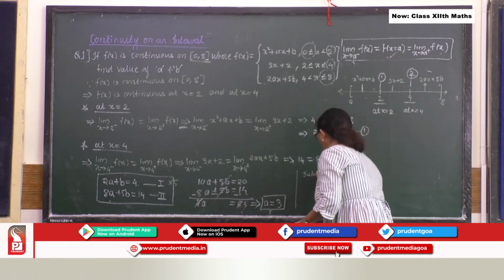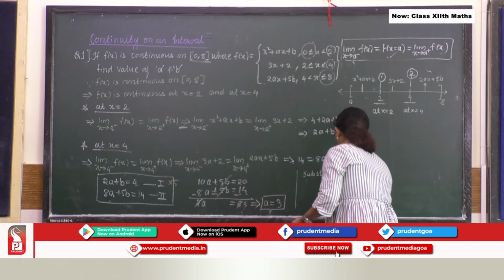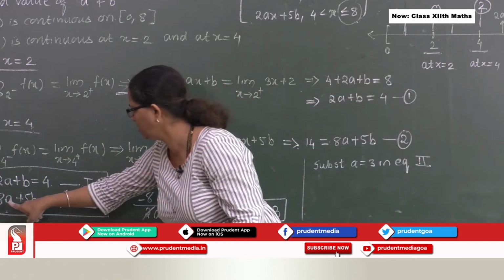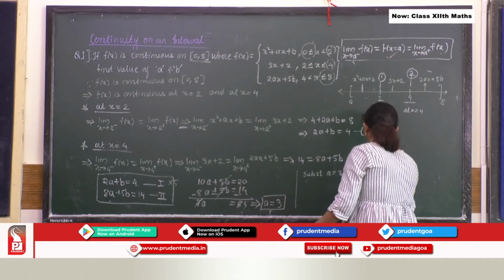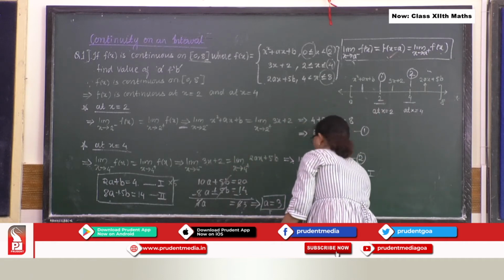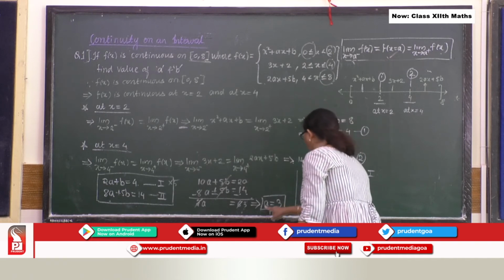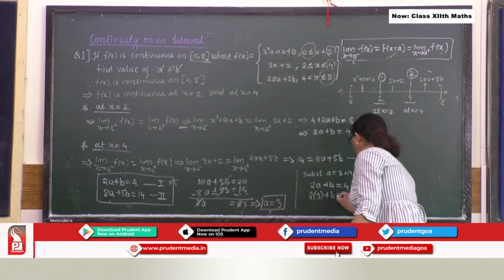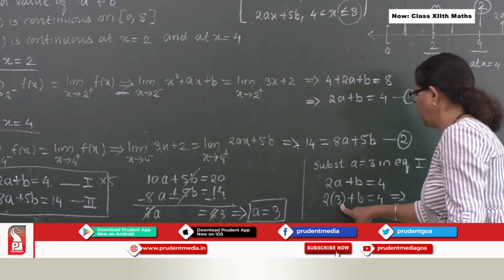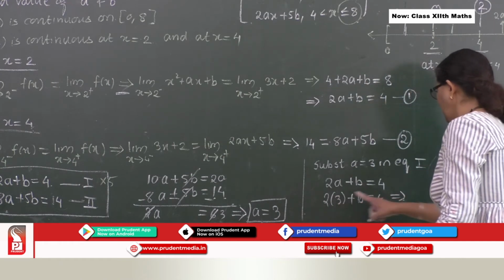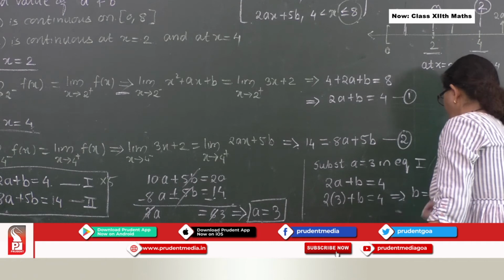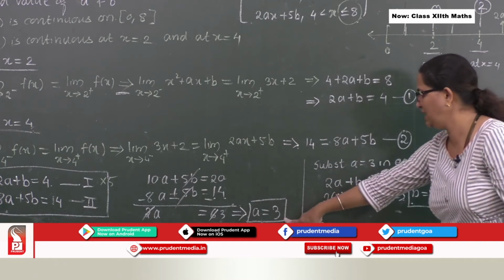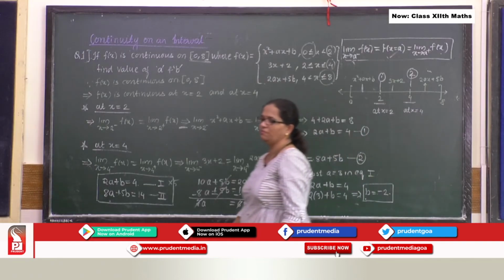I substitute a equals 3 in the equation. Let me take the simpler one, equation 1: 2a plus b equal to 4. A equals 3, so 2 into 3 plus b equals 4, which implies 2 3s are 6, so 6 comes on this side and b equals minus 2. So I got a equal to 3 and b equal to minus 2.